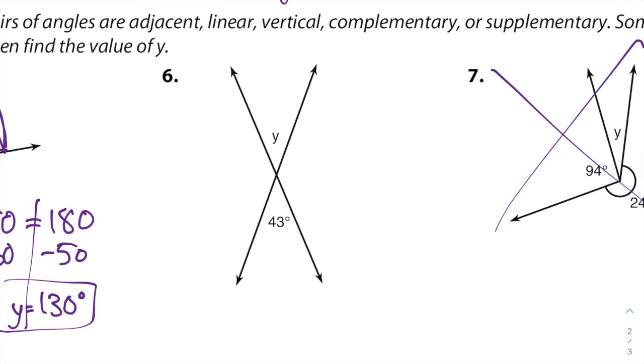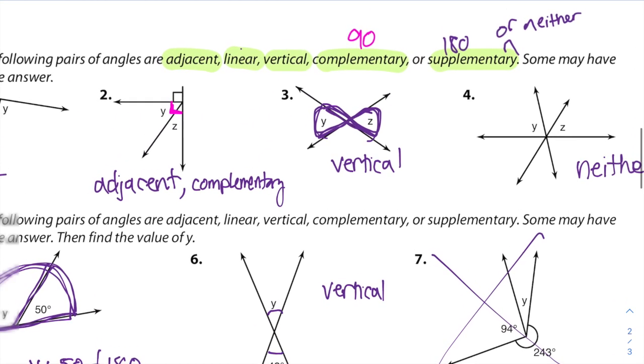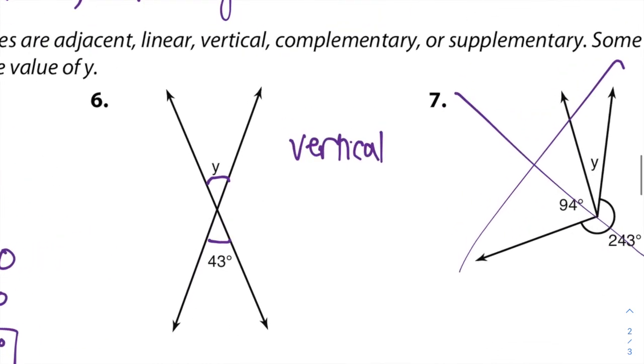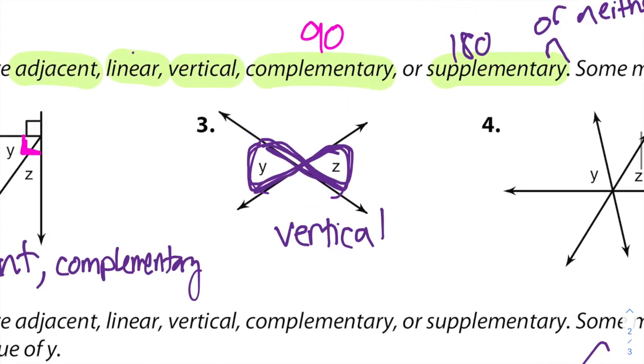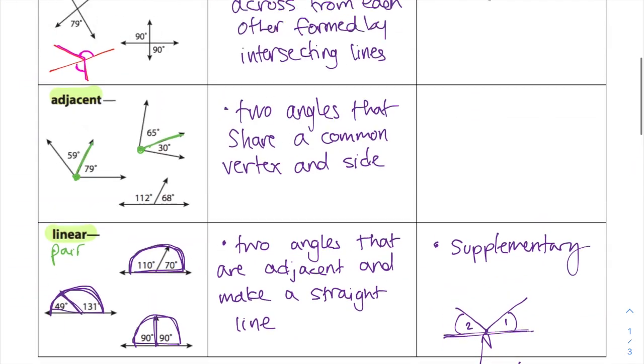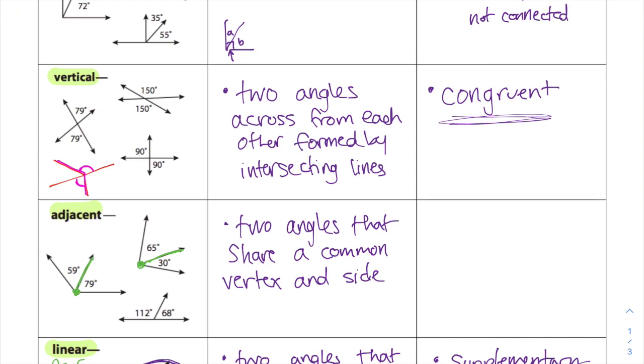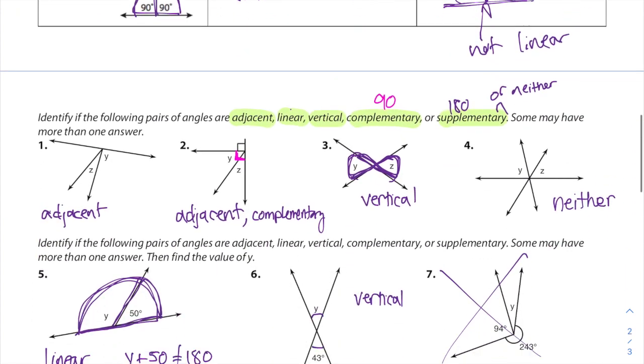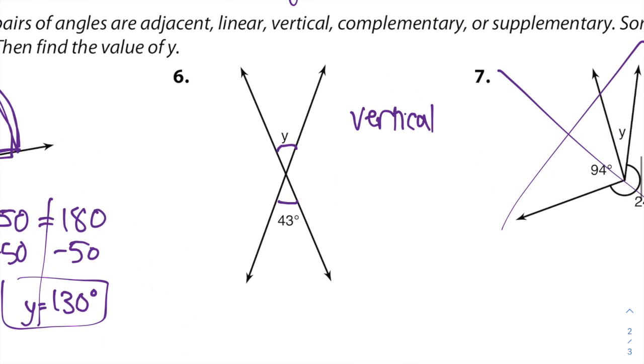Number 6, we've got angles that are across from each other like this. That to me says vertical. And we kind of already talked about it up here. If it's vertical, it's pretty rare that it's going to be anything else. It could be complementary or supplementary, but in this case it's not. But one thing we do know about vertical angles is that they are congruent to each other, which if you remember, that means they're the same. So that means if this one's 43, then this one's 43.